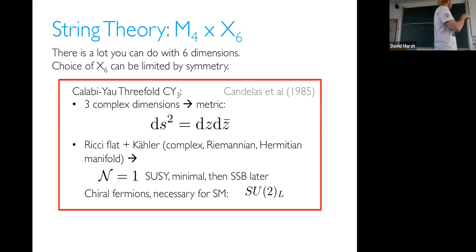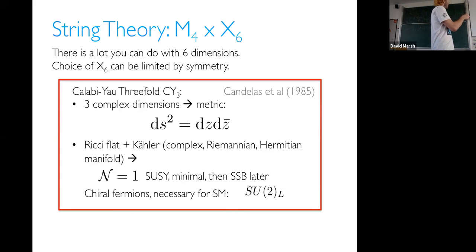The things they wanted were, first of all, what we definitely have to have, chiral fermions. So we know that the electroweak interaction distinguishes between left and right-handed fermions. Famously, CP violation in kaon interactions. So you better have chiral fermions. You have to get that.